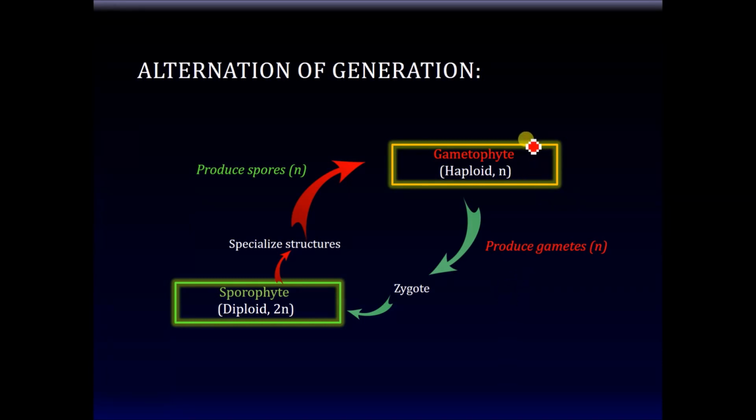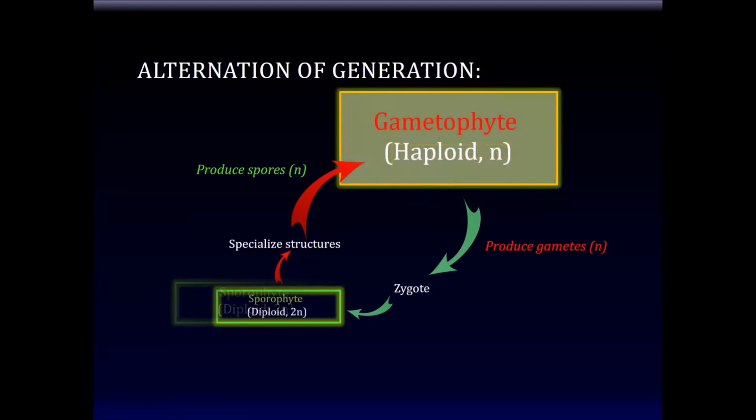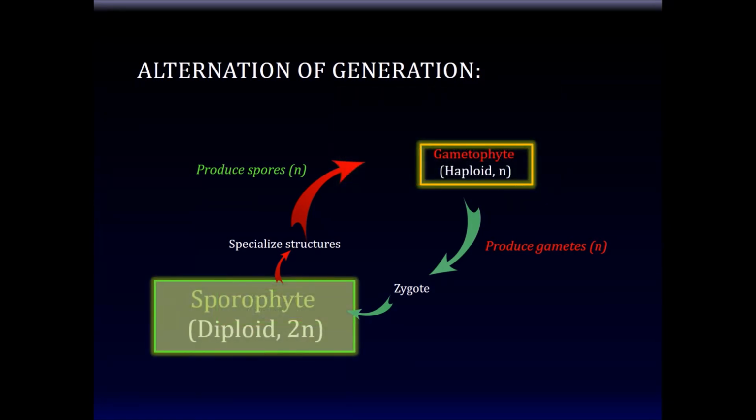Now, the gametophyte generation, therefore, is historically more ancient than the sporophyte generation. And indeed, you would say that the more primitive forms of plants will have a dominant gametophyte generation, whereas the more advanced plants will have a more dominant sporophyte generation. Now, what does that mean?